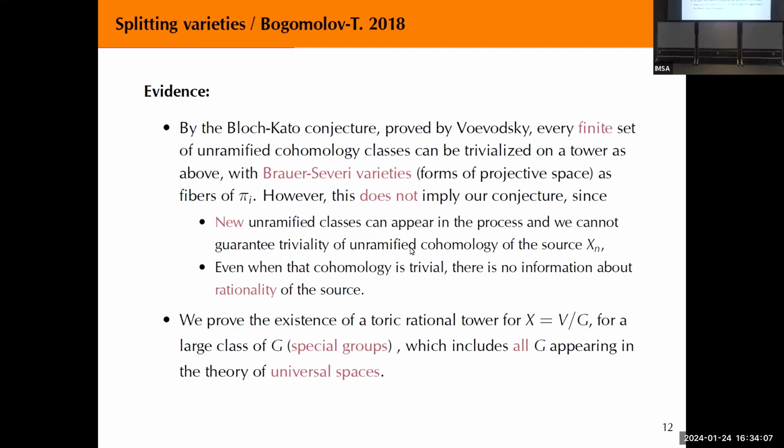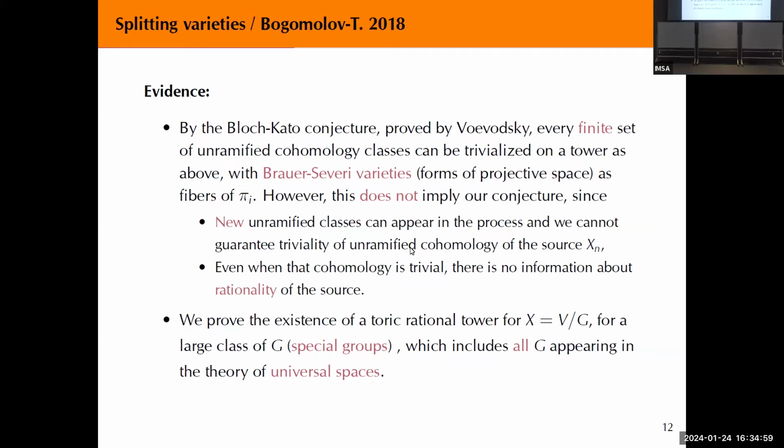Now, what we do in our paper is prove the existence of a toric rational tower for these universal spaces, V_G, where G is a special group, but that class of special groups includes all the groups that show up in our theory of universal spaces for unramified cohomology. So, in some sense, of course, it still doesn't prove our conjecture, because just because you have it for unramified cohomology coming from these universal spaces, it doesn't mean that you can do the same thing for, let's say, even one class of the original variety.